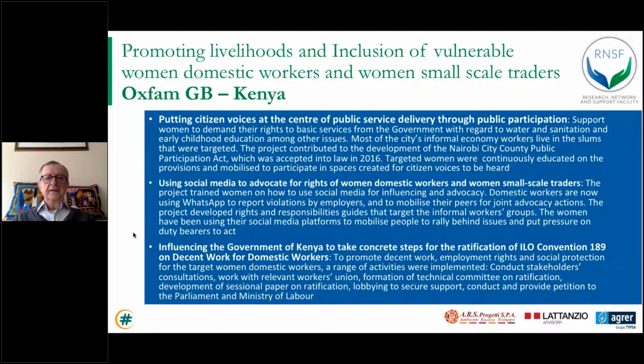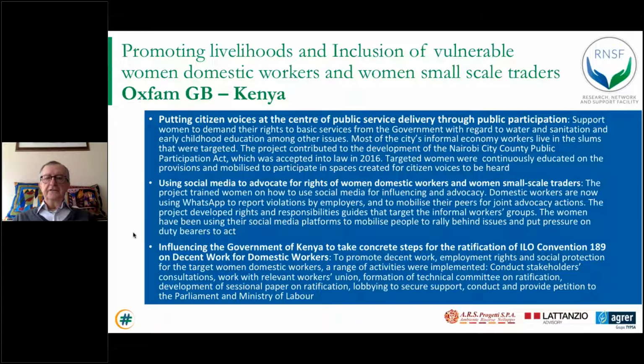The use of social media to advocate for the rights of women domestic workers and women small-scale traders can be highlighted. It is the case that the project trained women on how to use social media for influencing and advocacy. For instance, domestic workers are now using WhatsApp to report violations by their employers or to mobilize their peers for joint advocacy actions.